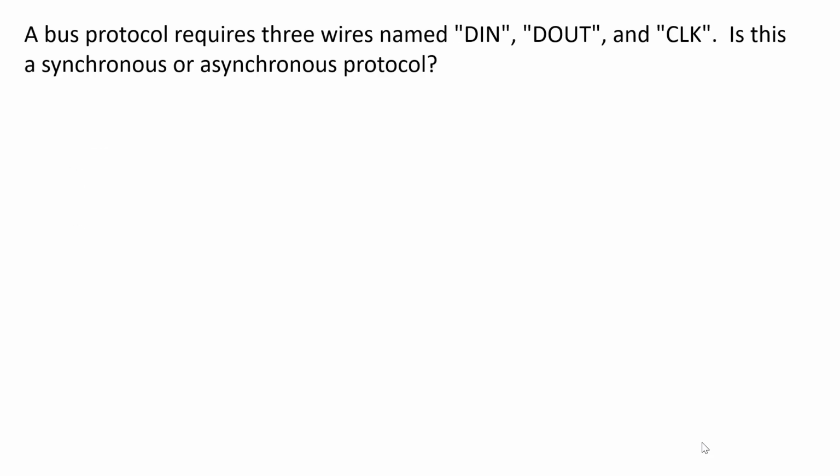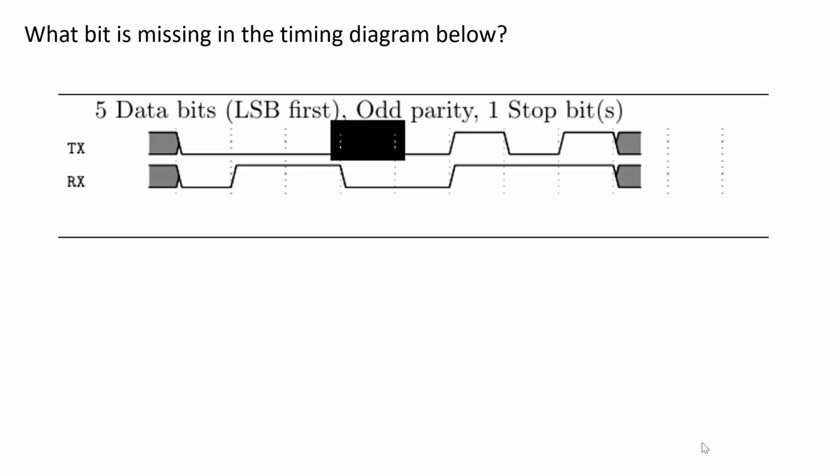A bus protocol requires 3 wires named DIN, DOUT, and clock. This is just a made-up protocol, by the way. Is it synchronous or asynchronous? Probably synchronous because there's a clock. What bit is missing in the timing diagram below? This is UART.